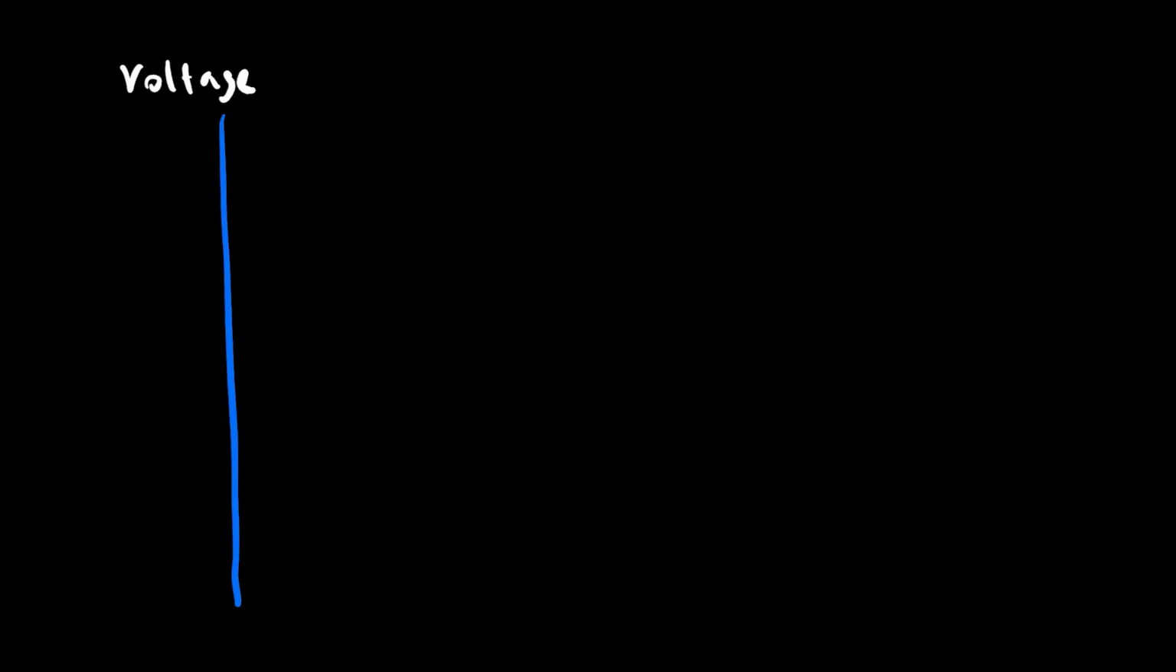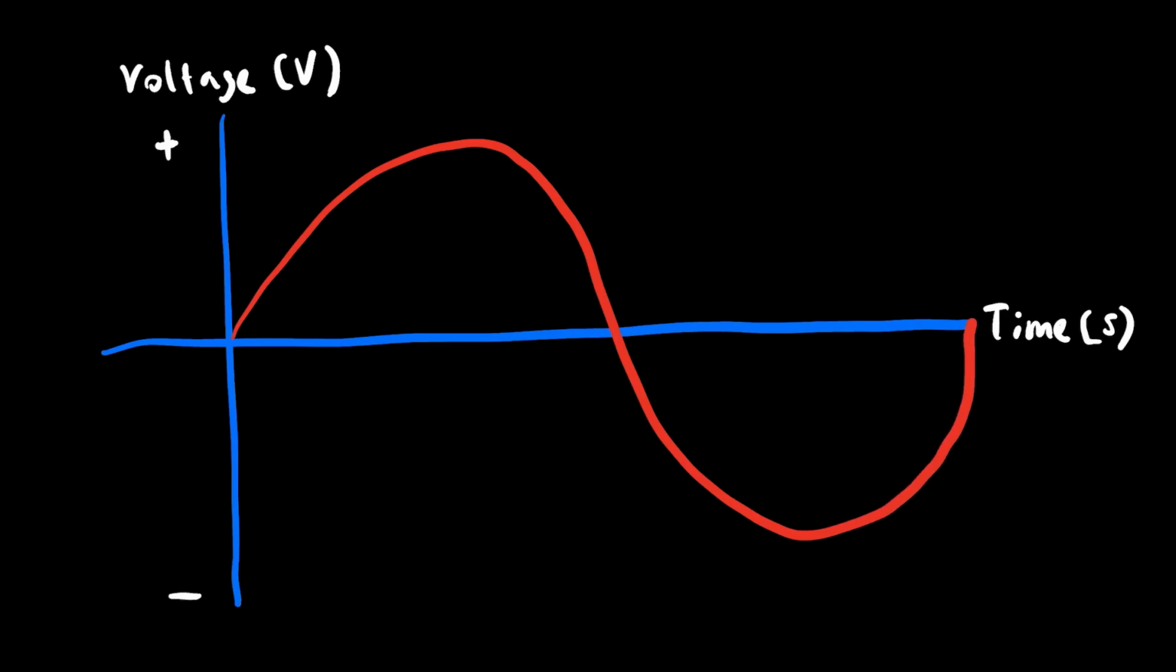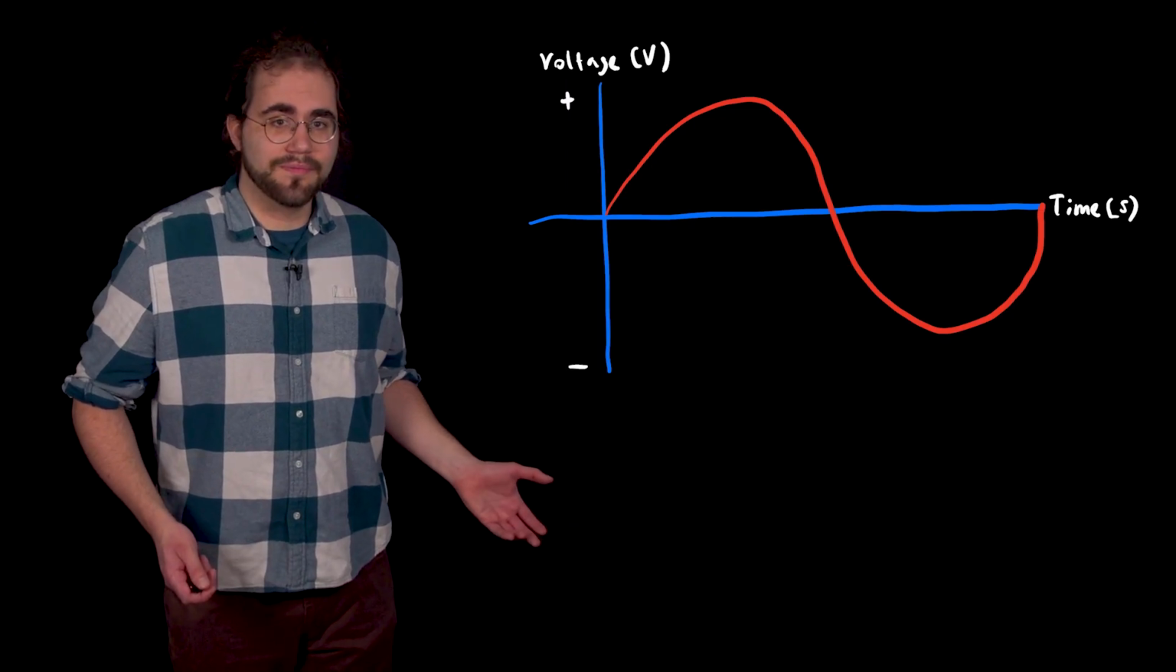First, we'll draw the y-axis for voltage and then the x-axis for time. I'll draw a sine wave with its peak and its trough. Just like that. Yep, looks right. That's a sine wave. So how would a sine wave be represented in the form of digital audio?